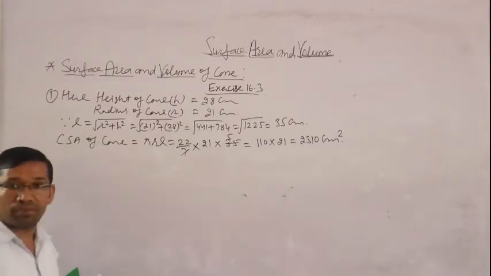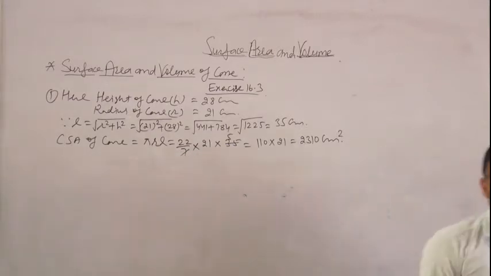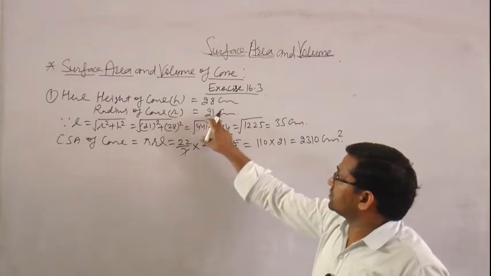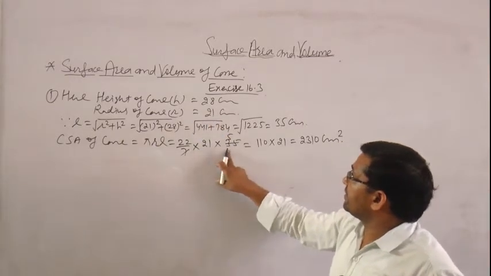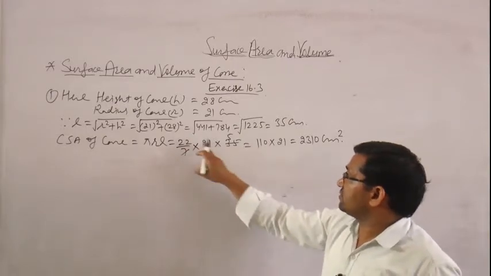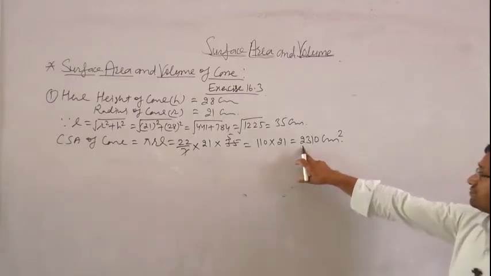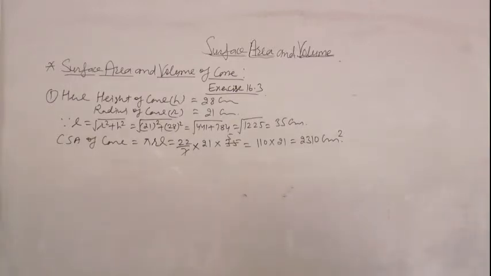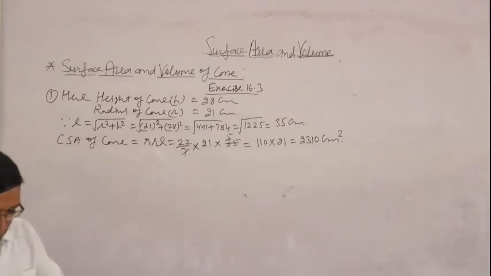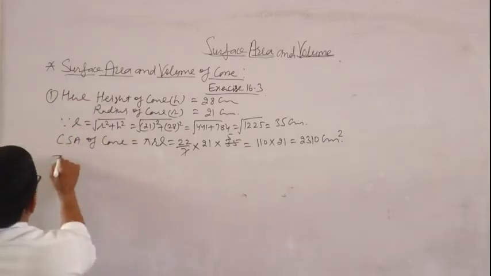CSA of cone is pi r L. Pi is 22/7, r radius, it means 21, and L is 35 centimeter. So 7 5s are 35, 22 times 5 is 110, multiply 21, that is 2310 centimeter square.